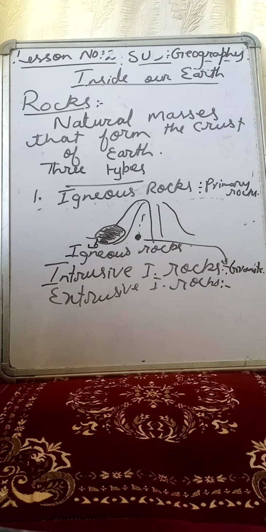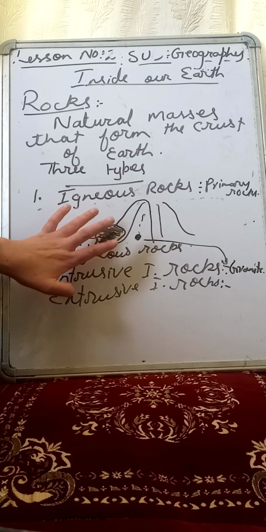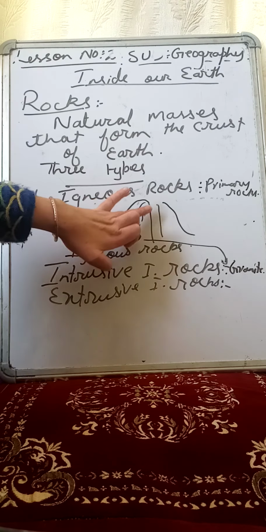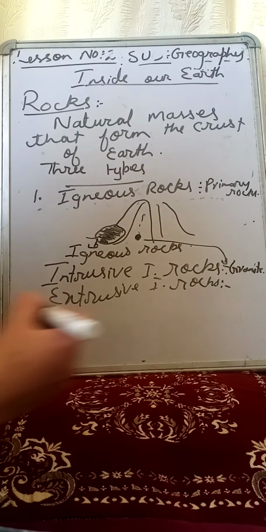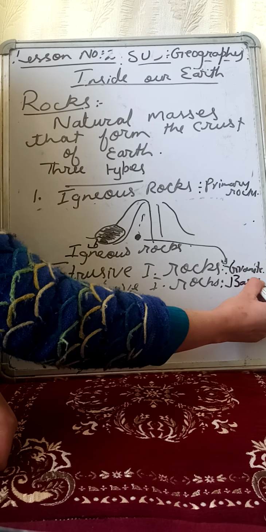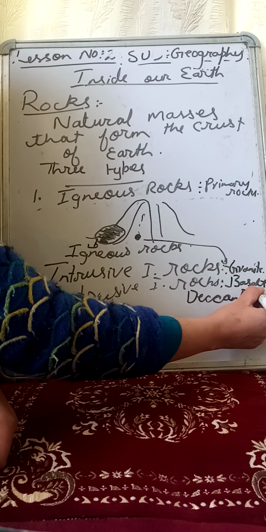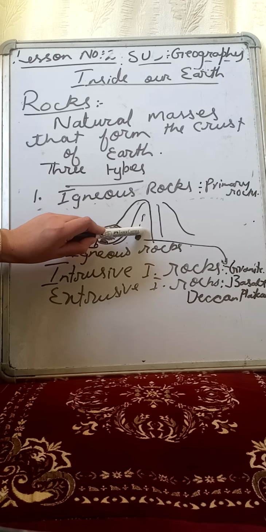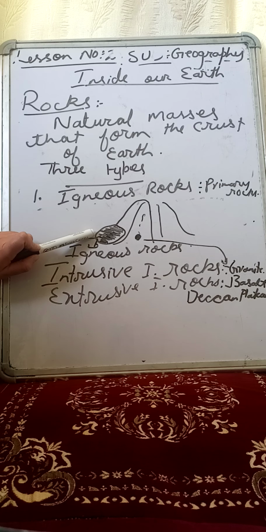Extrusive igneous rocks are the rocks that are formed outside when the lava comes out, outside the crust of the earth. When it comes out and forms a rock, this rock is known as extrusive. Okay, got it? We have an example of extrusive igneous rock, that is basalt. This basalt is found in the Deccan Plateau. Okay, got it? In short, we can say intrusive rocks are found inside the crust of the earth, and extrusive igneous rocks are found outside the crust of the earth.